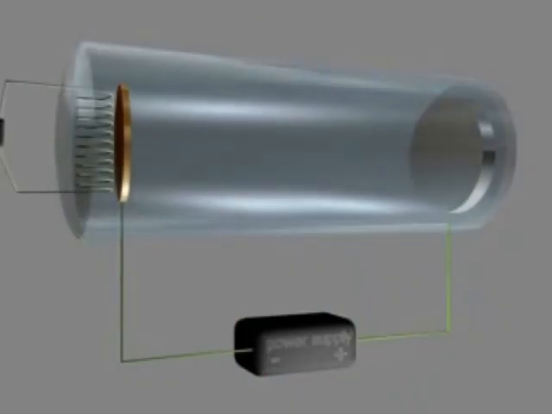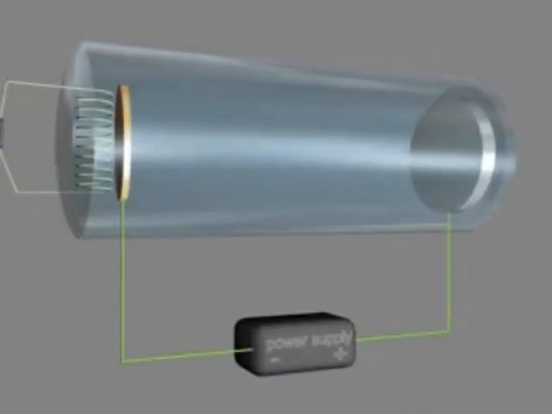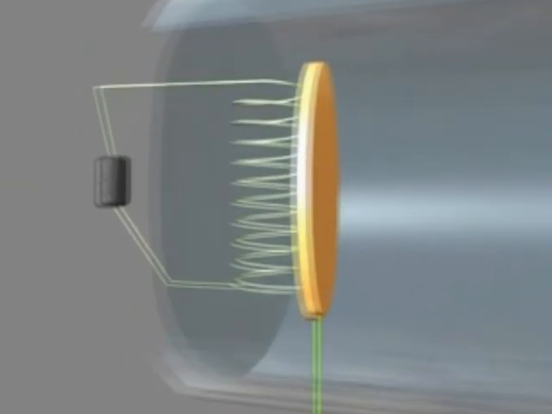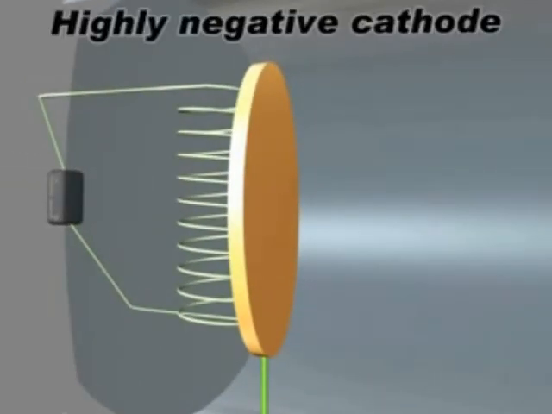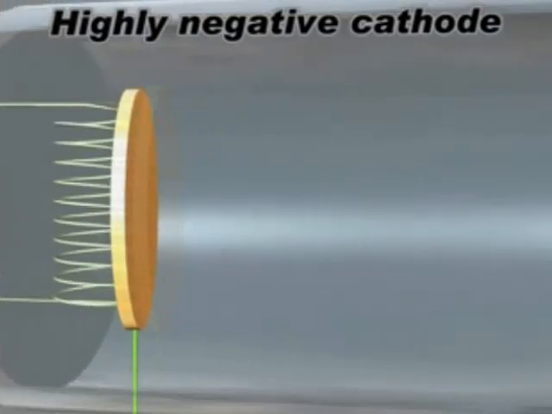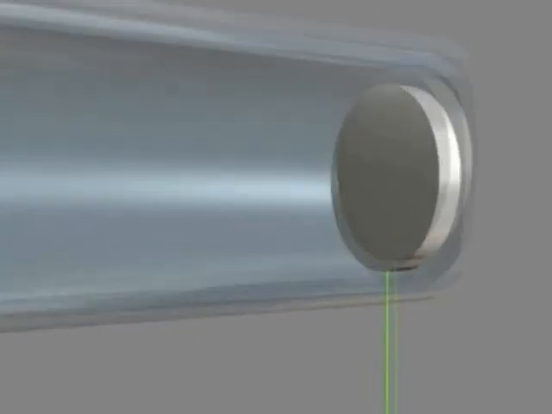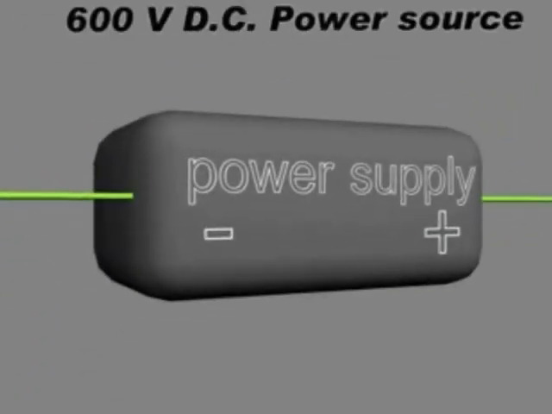What we need is to produce electrons that move in a vacuum. We have a vacuum tube inside of which is a highly negative cathode and a highly positive anode. They are separated by a vacuum and connected to a high voltage DC supply.